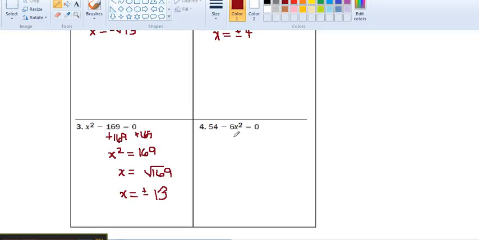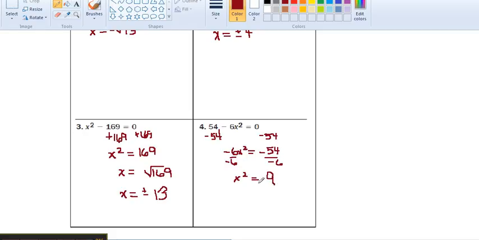And then finally, let's try this one, number 4. Well, you got to get rid of the 54 by subtracting 54 here, subtracting 54 here. And here's what we're left with. Negative 6x squared is negative 54. Now what we're going to do is get rid of that negative 6. We're going to divide by negative 6, and we're going to divide by negative 6. And look what you're left with, 1x squared, which is great. And negative 54 divided by negative 6 is a positive 9.